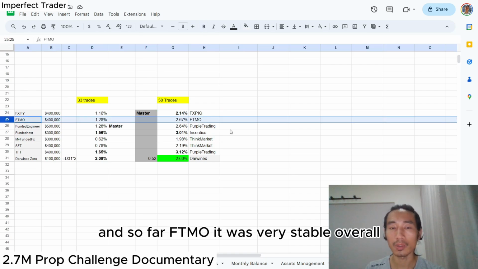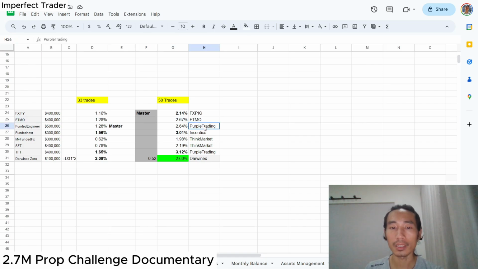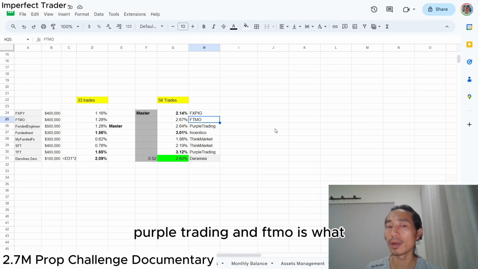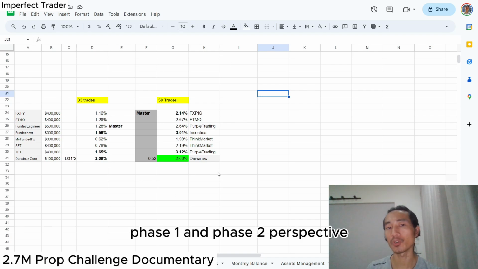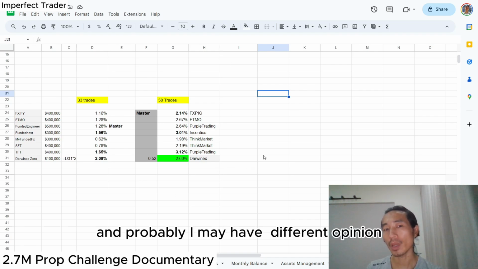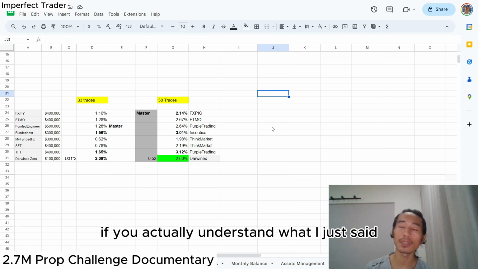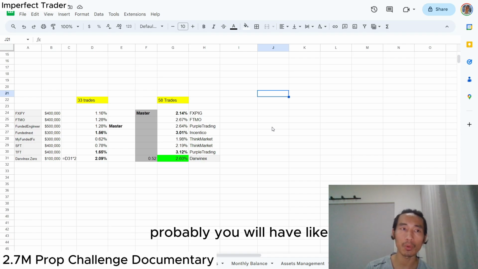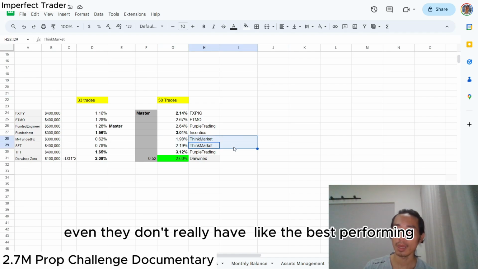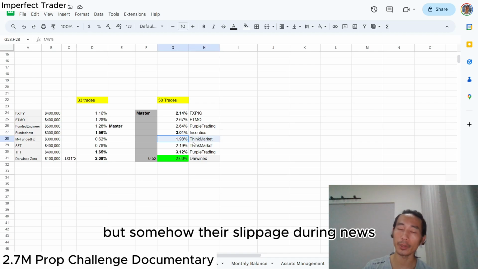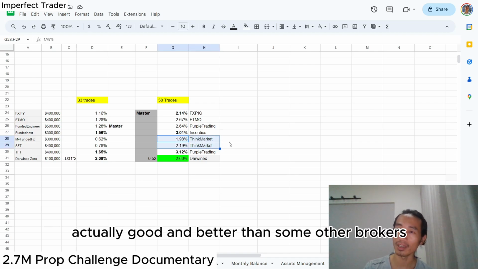So far FTMO has been very stable overall. It's the same with bubble trading. So for me right now, bubble trading and FTMO are what I like the most. This is how I see things based on the phase one and phase two perspective, and I may have a different opinion on the funded phase. Pink market, even though they don't have the best performance, somehow their slippage during news is good and better than some other brokers.